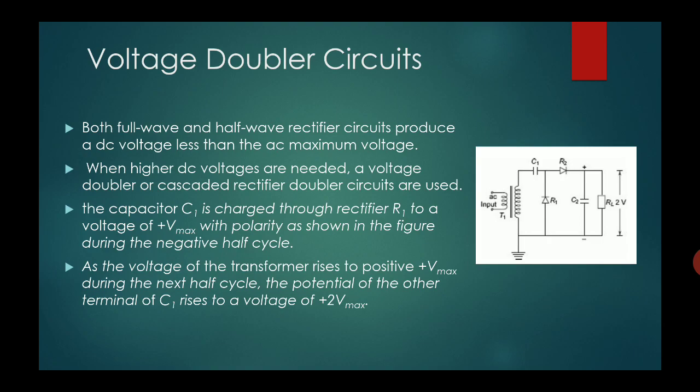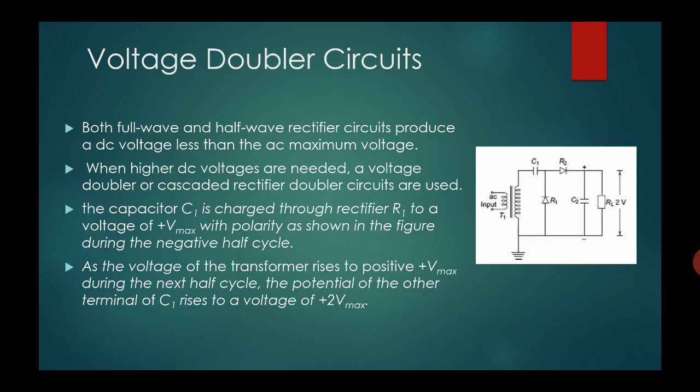The capacitor C1 is charged through the rectifier R1 to a voltage of plus Vmax, with the polarity as shown in the figure, during the negative half of the cycle. So during the negative half of the cycle, the R1 rectifier allows the current to pass through it, charging the C1 capacitor.